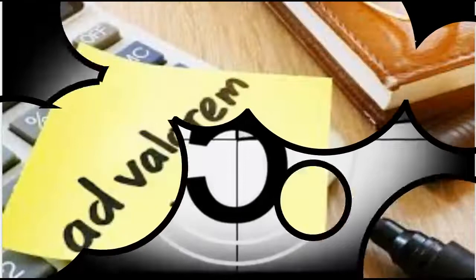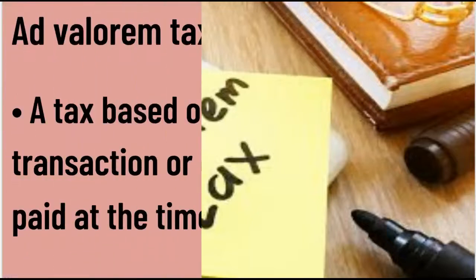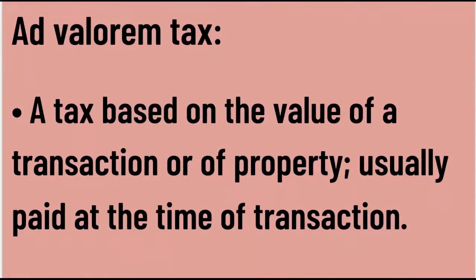We have 5 different types of tax revenue. Our first tax revenue is ad valorem tax, which means according to value. The ad valorem tax is a tax based on the value of a transaction or of a property, usually paid at the time of transaction.